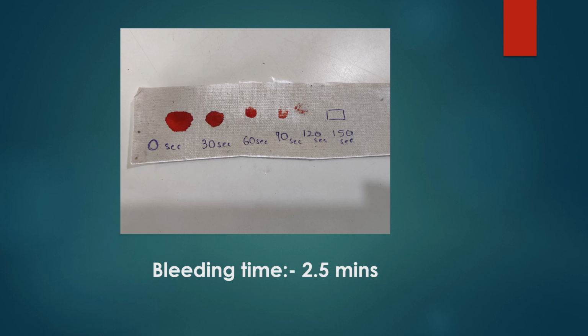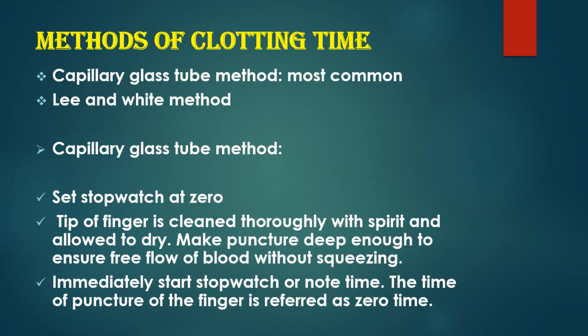So you will get the answer 2.5 minutes, okay? What are the methods of clotting time? There are two methods. First one, capillary glass tube method, which is most commonly used, and we will learn about this, okay, here now. Second one is Lee and White's method. So let's learn about capillary glass tube method.